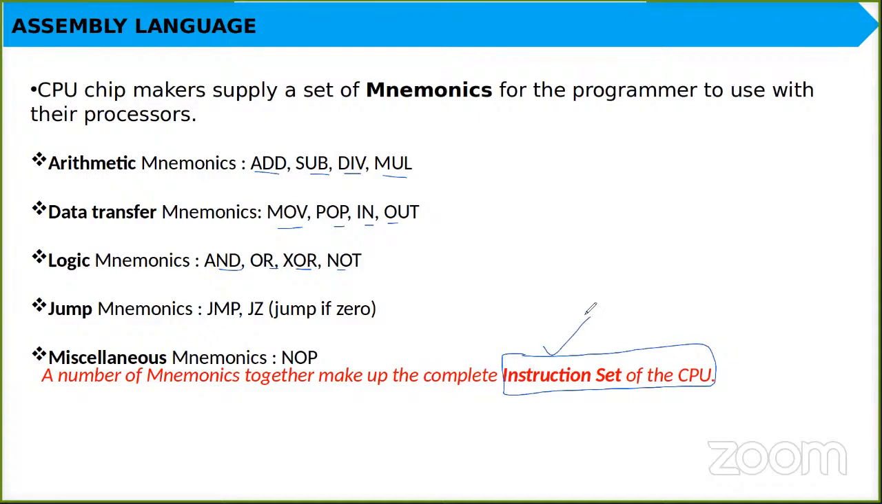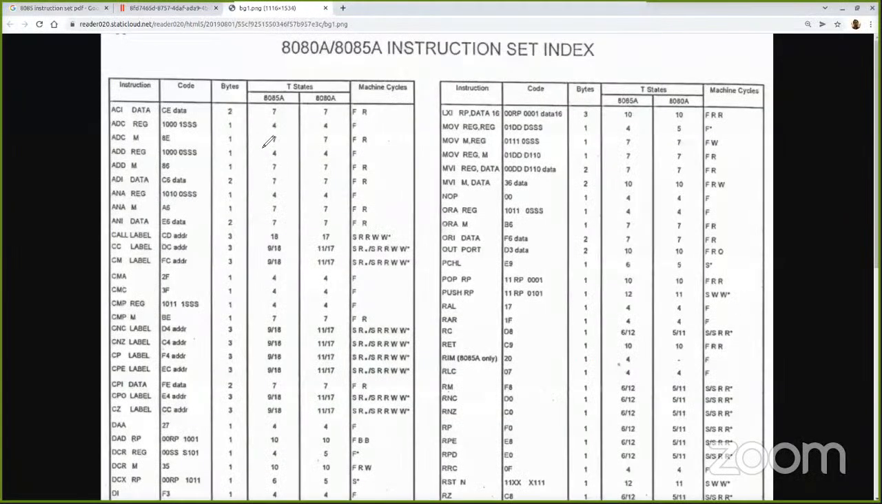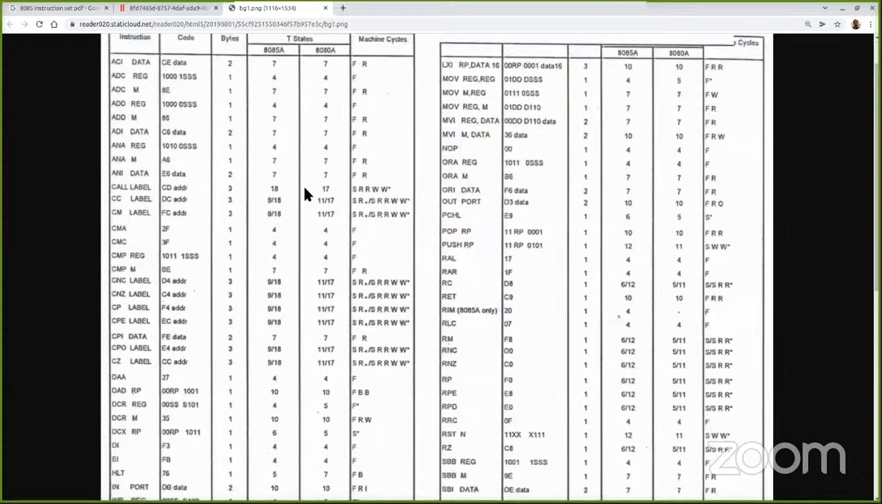This is there for all CPUs. So for all processors, all microprocessors and all microcontrollers, because all controllers also have a CPU, right? So all controllers have a CPU, all processors are actually CPUs. They all have together something called as the instruction set, which we are seeing over here. All right. So you can see this is the 8085 instruction set. You can see all these different kinds of instructions on the screen.